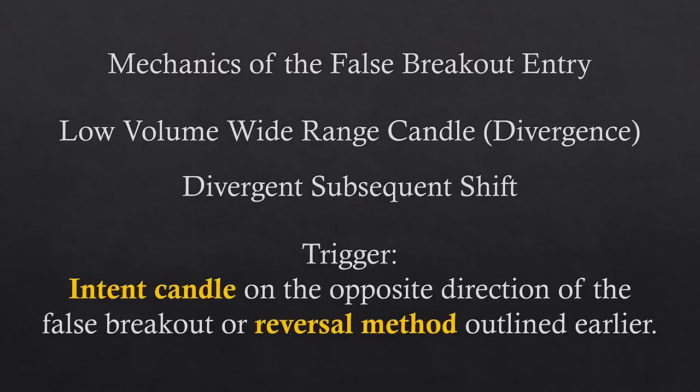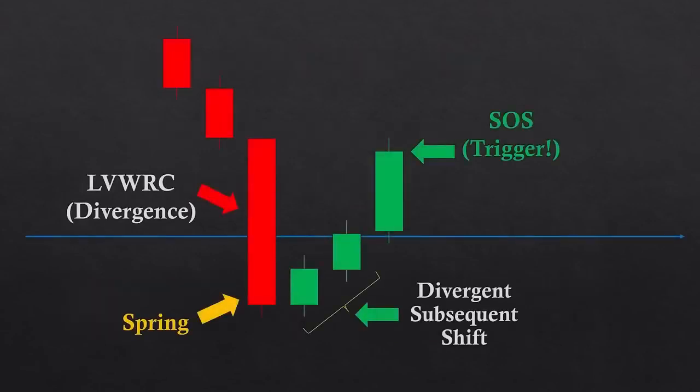Let's first take the example of an accumulation structure. In this case, we'll see a low volume wide range candle breaking the lower limit of the range, as the first divergent signal. The second divergent signal happens with the subsequent shift. One of the common triggers is to wait for a sign of strength candle to appear, indicating that sellers have been maneuvered by the spring, and now price is truly headed to the upside.